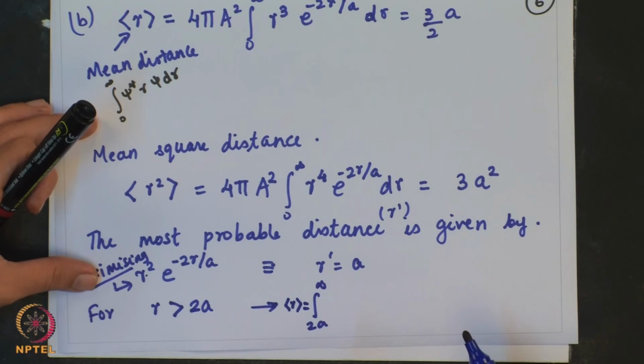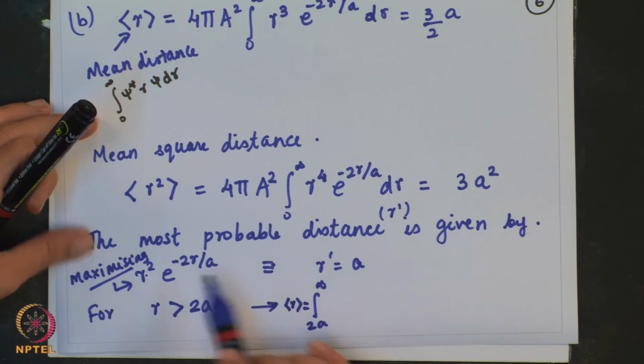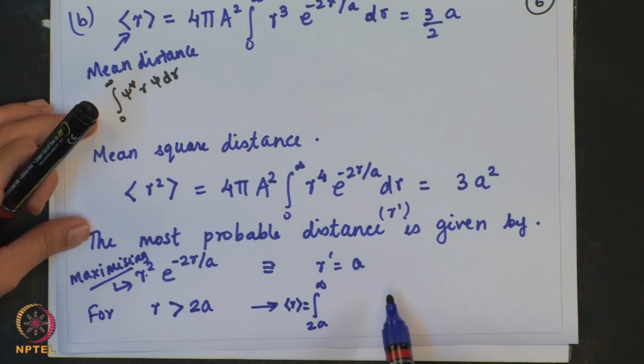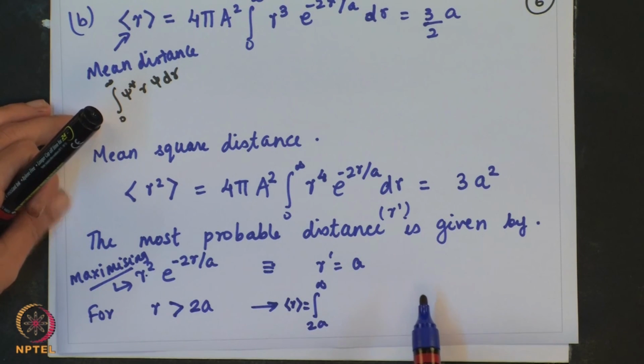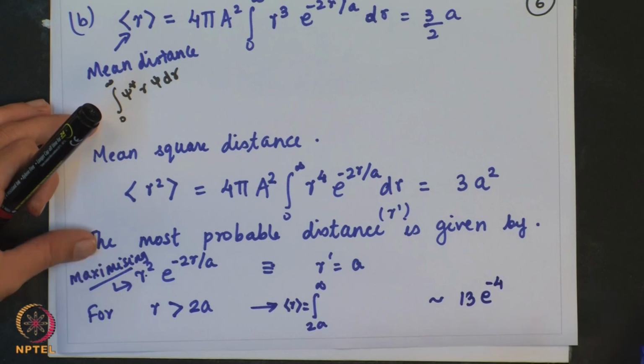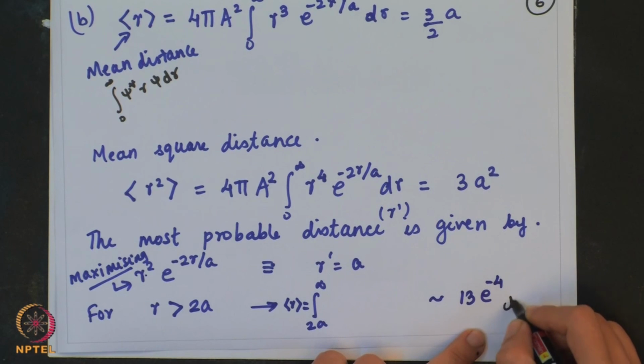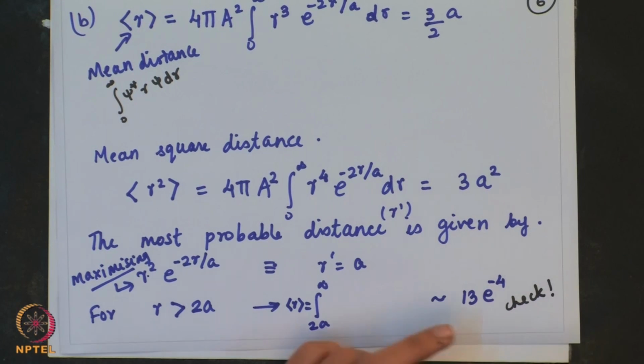Okay. So, classically and quantum mechanically you have to evaluate. For quantum mechanically you will integrate from 2a to infinity for the expression, and it is very simple. So, this would come out to be something like 13 e raised to minus 4. So, please check this, if it is correct.